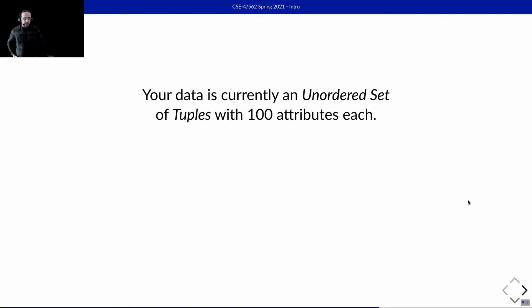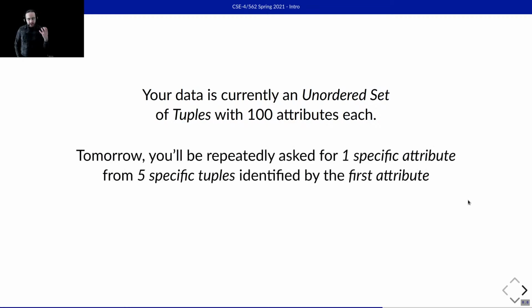I'm going to give you right now an unordered set of tuples, and every tuple in that set has 100 attributes. Now, one of those attributes is special, the first one. The first one kind of identifies the tuple, and the remaining 99 attributes are just interesting features of that tuple. Now, tomorrow, I am going to ask you for some of those tuples. And in particular, I can even tell you that I'm going to ask for 5 specific tuples. And those 5 specific tuples are identified by that one identity attribute.